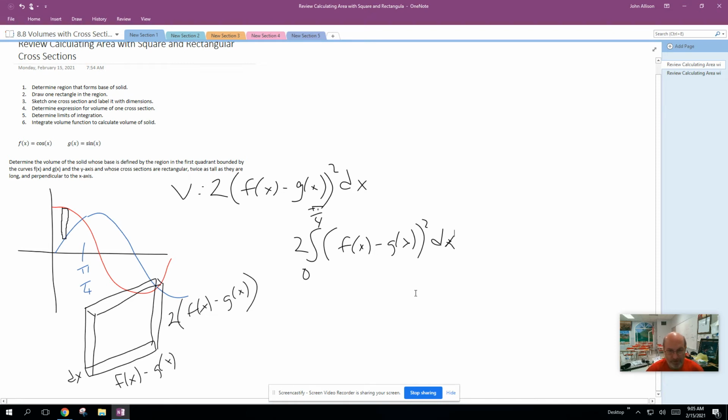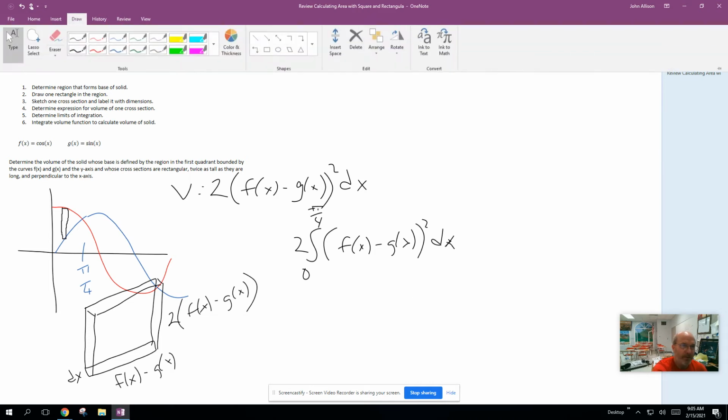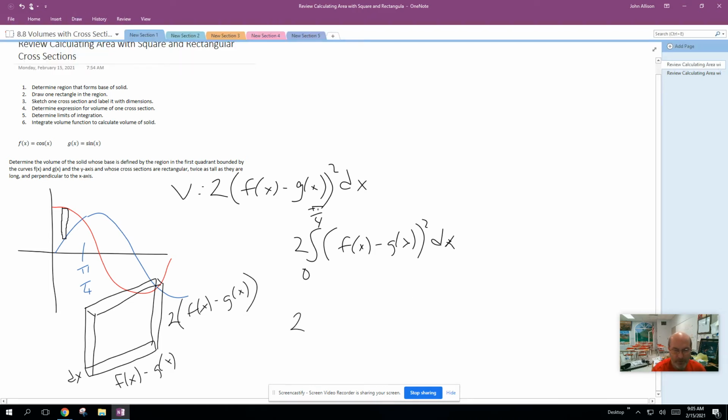In my calculator, though, if I had to evaluate it, I'm going to enter f of x as y1 and g of x as y2, but I'm not going to use y1 and y2 in the FRQ answers unless I've defined y1 and y2 as that. So what I would be entering is 2 times the integral from 0 to pi over 4. It'll open with a set of parentheses, but you need to put another set of parentheses if you're going to square it: y1 minus y2, squared, and then close parentheses.